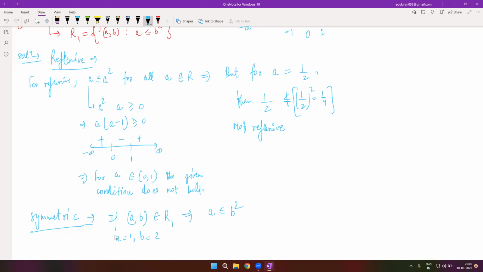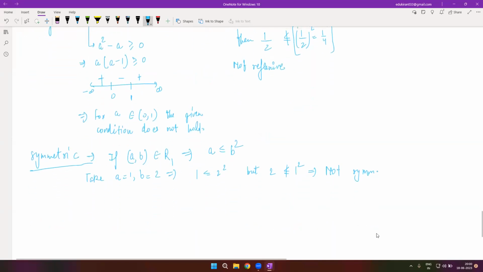नहीं. सो टेक a is equal to 1 and b is equal to 2. तो 1 is less than equal to 2 square. But 2 is not less than equal to 1 square. It implies that the given relation is not symmetric. बस एक एग्जाम्पल हमें ऐसा मिल जाए which is supporting our condition.